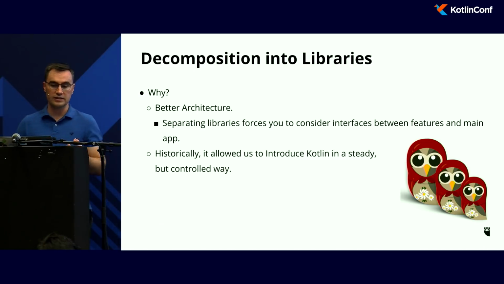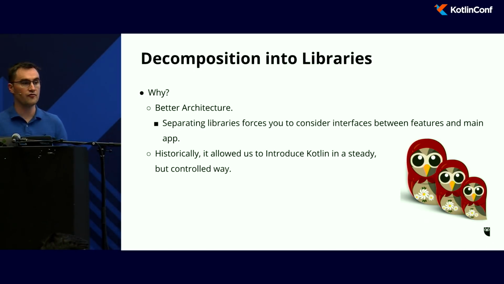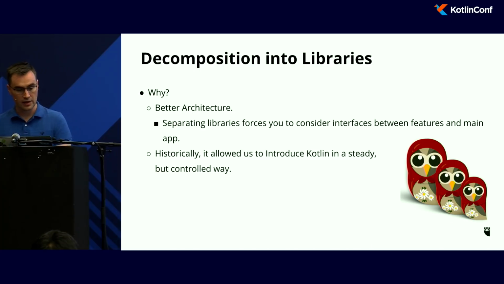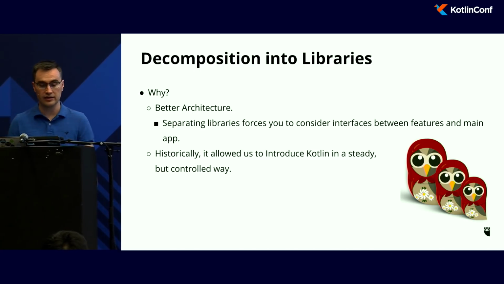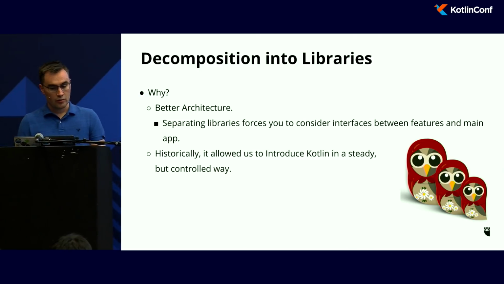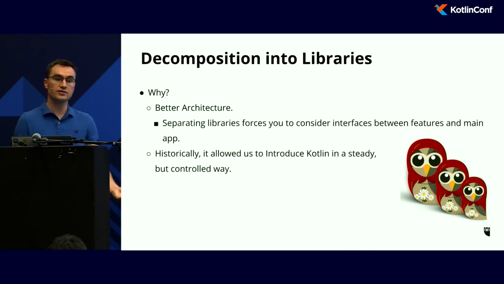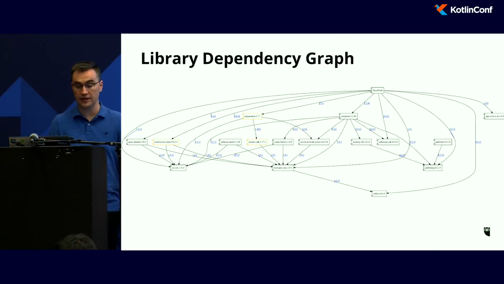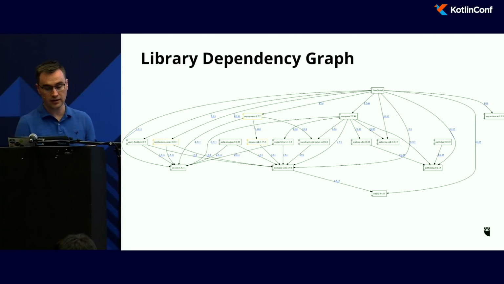When you separate libraries out of a single monolithic code base, it forces you to consider the interfaces between the features and the main app. It's harder to sidestep and make shortcuts. It also, historically, allowed us to introduce Kotlin in a steady but controlled way. We were able to write new features in Kotlin, but also continue to refactor the old app into newer Kotlin libraries. So here's the dependency graph that I showed last year, this time at KotlinConf.